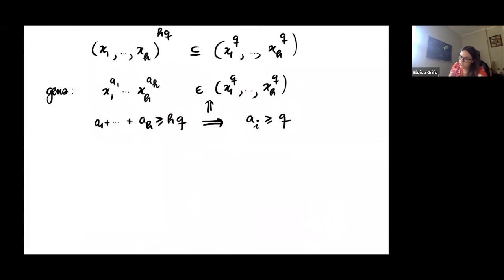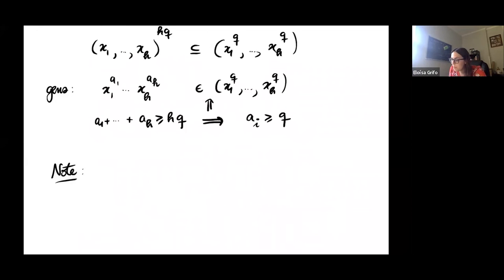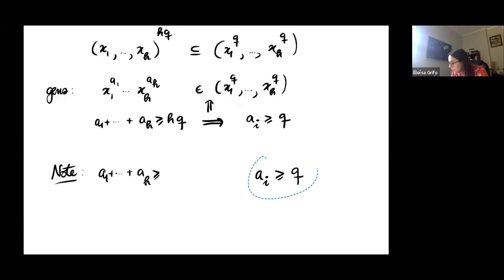So note, I can do better. When I was applying the pigeonhole principle, I only needed that at least one of these was at least Q. So I wanted to conclude that at least one of them was Q. So let's apply the pigeonhole principle a little more carefully.